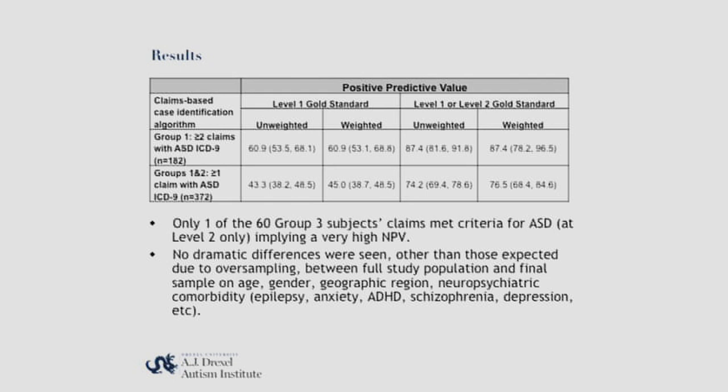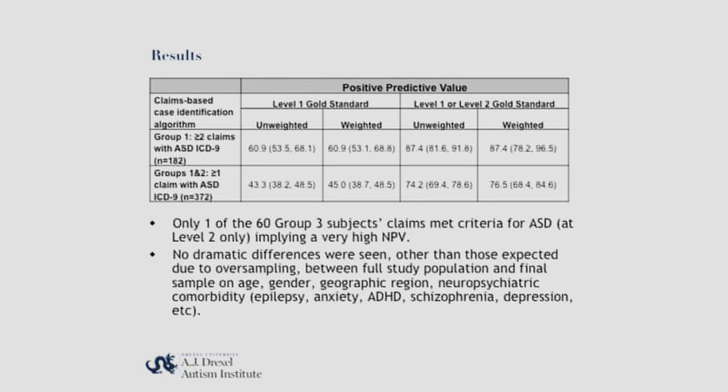If we look to the right side, where we include level one or level two gold standard, we see that we're doing much better, and the positive predictive values are up around 90% for the group one, two claim requirement. For requiring one claim, the positive predictive value is down around 74%. So we made a decision based on this that we would move forward requiring two claims for ASD to have sufficient positive predictive value. In the rest of the work that we do, we only included kids who had two claims.